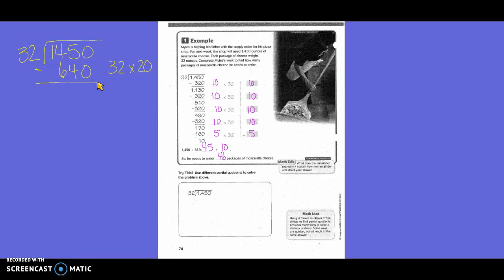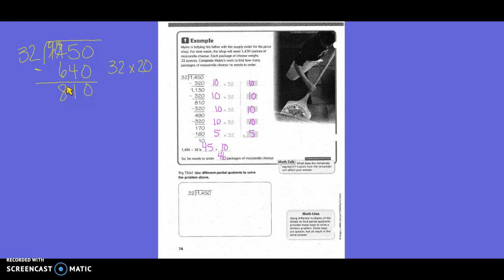So 0 minus 0 is 0. 5 minus 4 is 1. 4 minus 6. Nope. So this becomes 14 and this becomes a 0. So 14 minus 6 is 8.